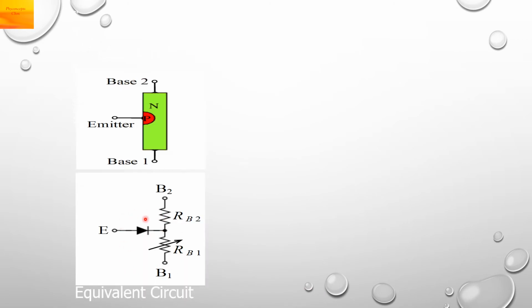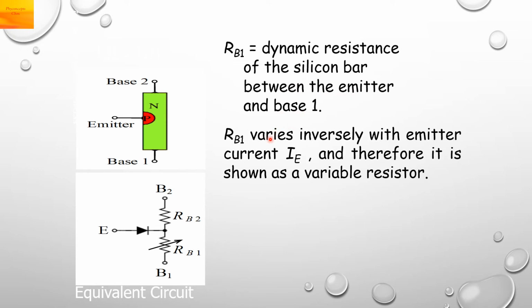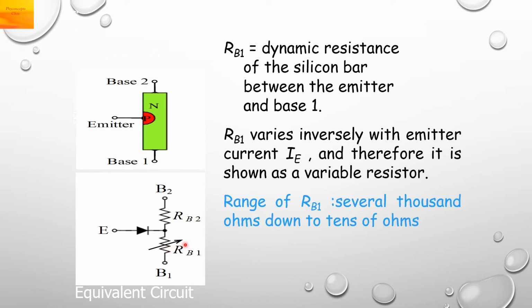This is the equivalent circuit of UJT. You can see that the PN junction is shown in the form of a diode, and this N-type region is shown in the form of a potential divider made up of resistors RB1 and RB2. RB1 is the dynamic resistance of the silicon bar between the emitter and base 1. RB1 varies inversely with the emitter current IE and therefore it is shown as a variable resistor. The range of RB1 is about several thousand ohms down to tens of ohms.